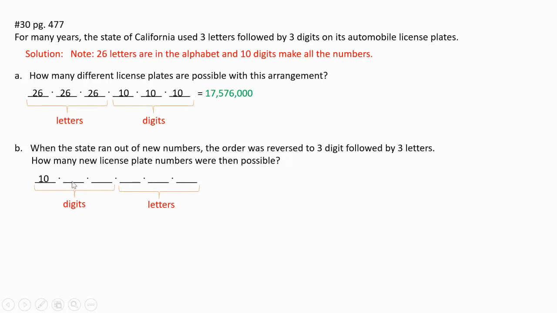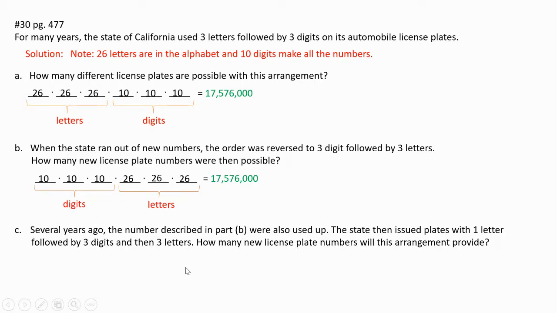So 10 digits can go there and also on the 3rd slot. And for the letters, the same thing: 26 can be the first letter, 26 can be the second letter, and 26 can be the 3rd letter. If you multiply them out, you get the same answer as part A, which is 17,576,000.